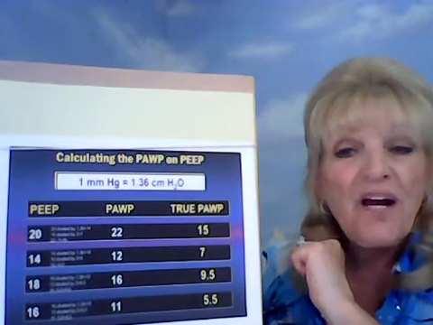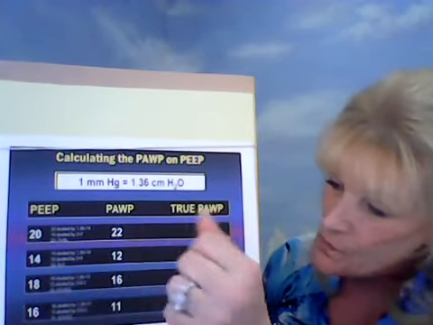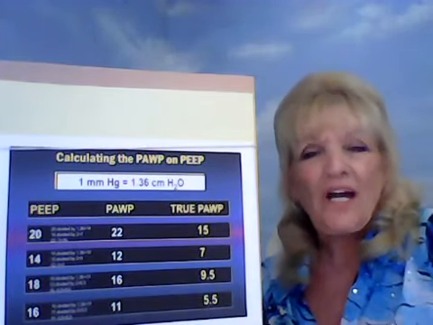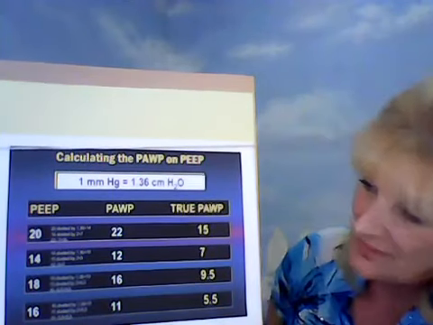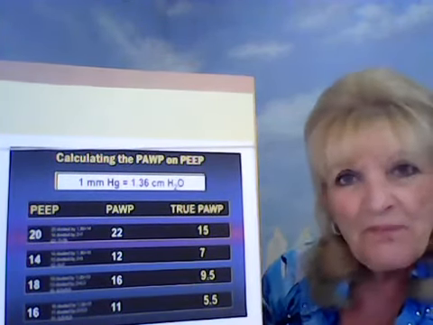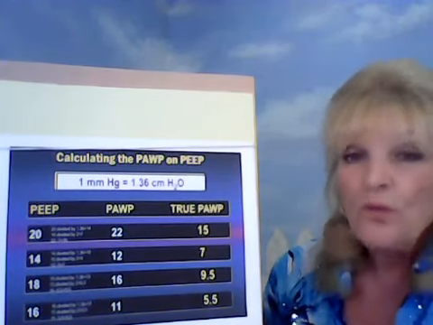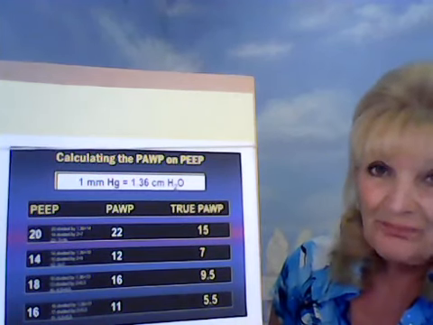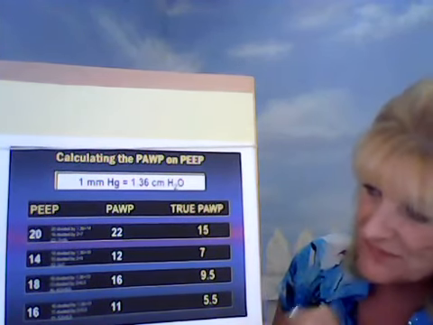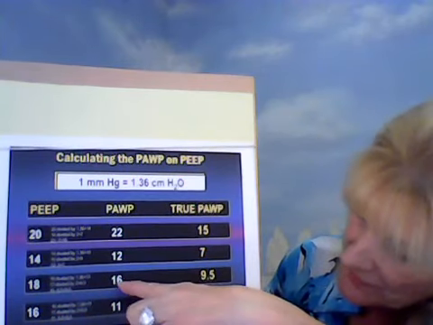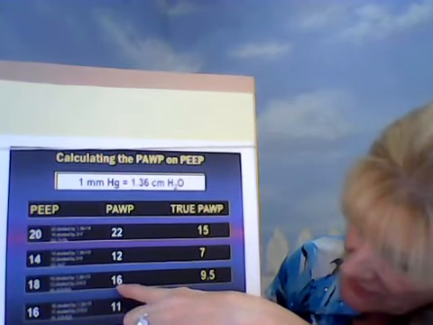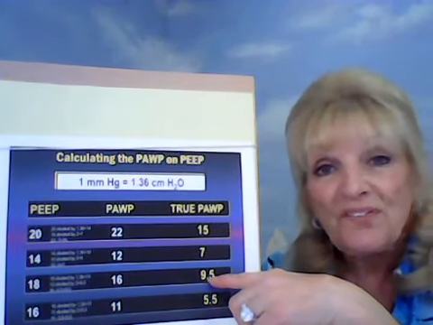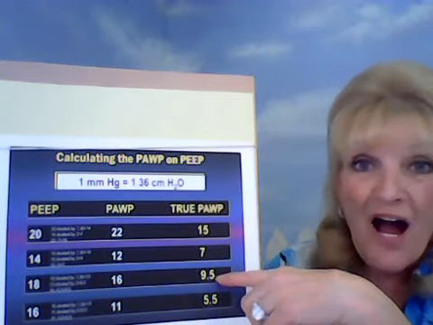The next one says you have someone on a PEEP of 18. You got a recorded wedge of 16, but that's not the real wedge. Why? Because he's on a PEEP of 18. So you take the PEEP of 18, divide it by 1.36, and you get 13. Divide that by 2, and you get 6.6. And you subtract the 6.6 from the 16 in order to get 9.5. So here you thought the wedge was 16, but really the wedge is 9.5.